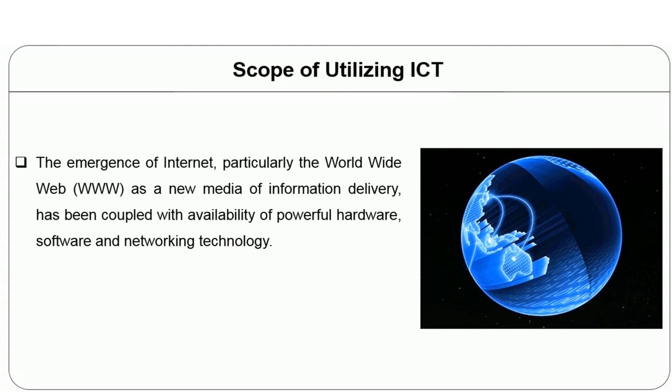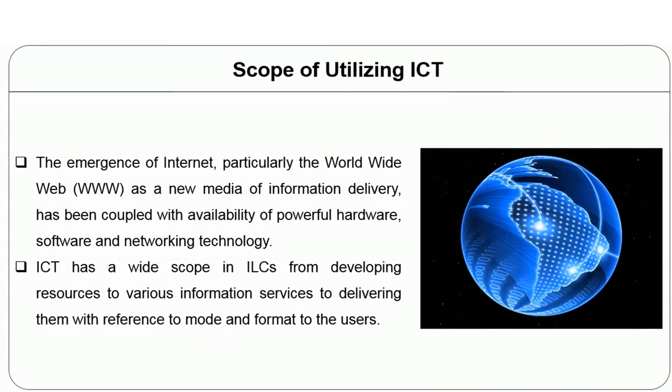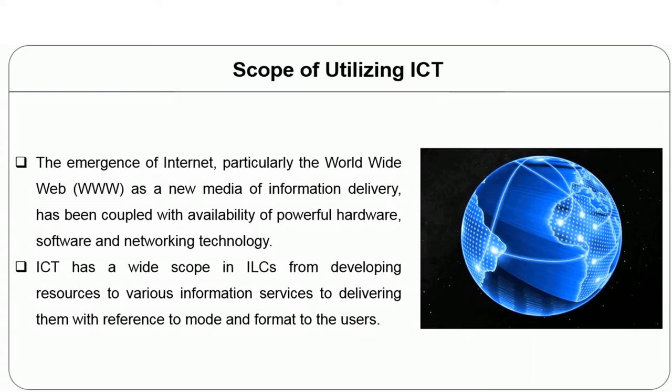The impact of information and communication technology on operations of library and information centers can be viewed from information data management of collection, organization, and access service to users. Scope of utilizing ICT. The emergence of internet, particularly the World Wide Web as a new media of information delivery, has been coupled with availability of powerful hardware, software, and networking technology. ICT has a wide scope in information library centers, from developing resources to various information services to delivering them with reference to mode and format to the users.